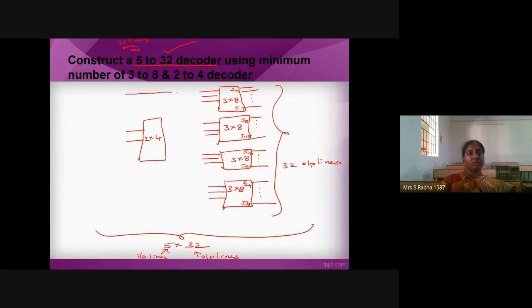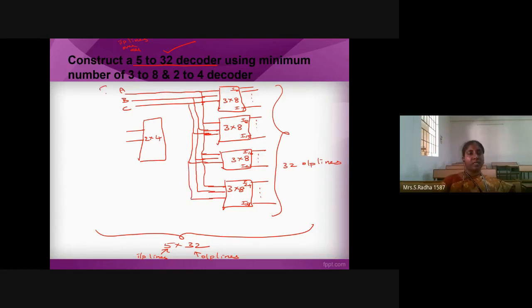Now what we will do, we will go with the input lines. You make them common. These are A, B, C, 3 input lines. I will connect the first one as A, the second one as B, and the third one as C. This A extends to the next one also, B extends to the next one, C extends to the next one, and the first one connects here again. In all the decoders, A is the first input, B is the second input, C is the third input. All the inputs are connected.